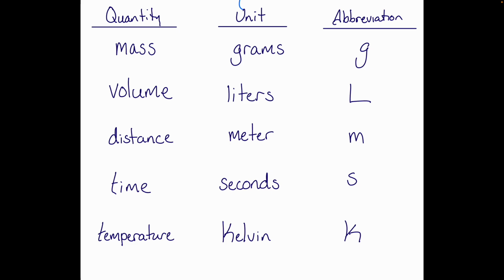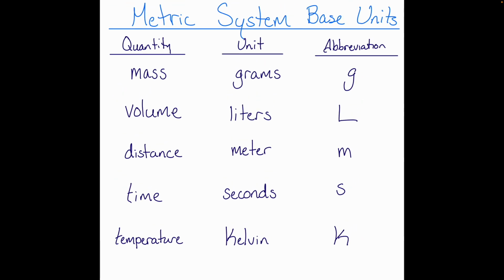We use them both. So depending on what it is that we're measuring in our metric system, we have these different units. We use grams for mass, liters for volume, meters for distance, and seconds for time. And importantly, we have these abbreviations. The case does matter. So lowercase g for grams, uppercase L for liters, lowercase m and lowercase s for meters and seconds.